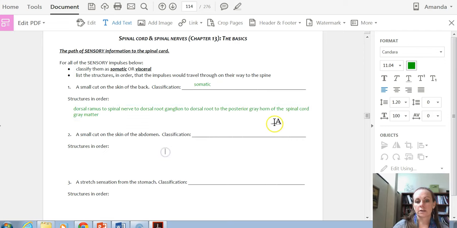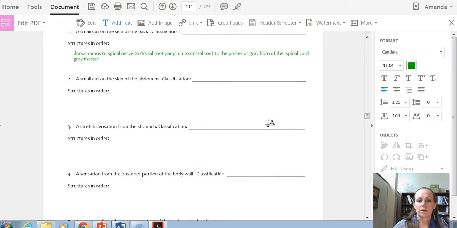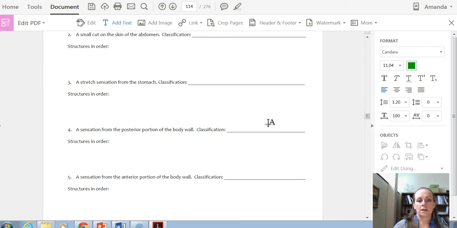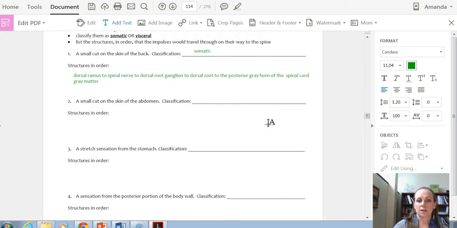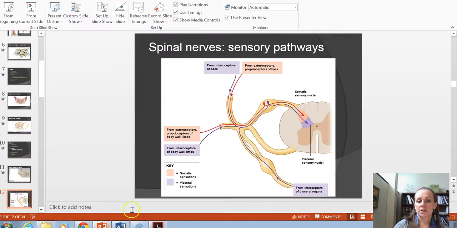So what I'd like for you to do is go through each of these scenarios and begin by saying, is it somatic? Is it visceral? Once you know that, and given this picture, ask yourself which path it enters at. Does it enter from the ventral ramus, the dorsal ramus, or the sympathetic nerve? And then what structures does it go through on the way to the spinal cord?